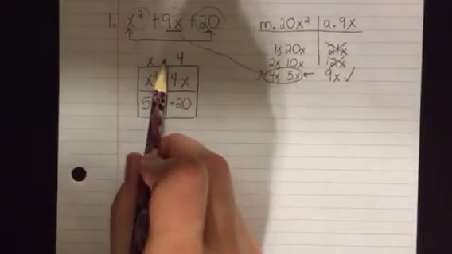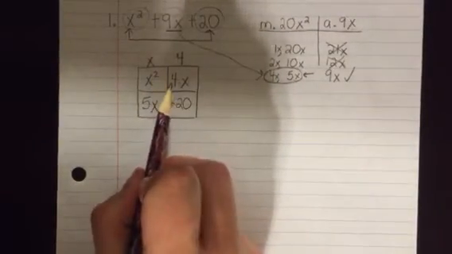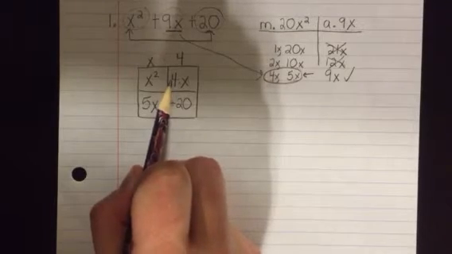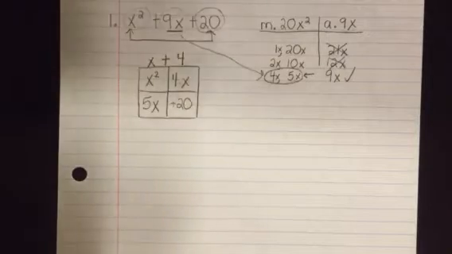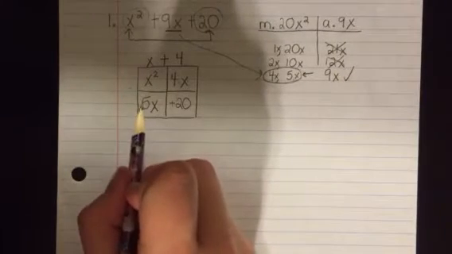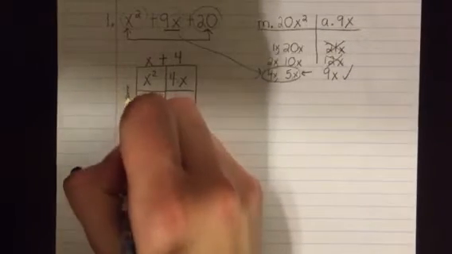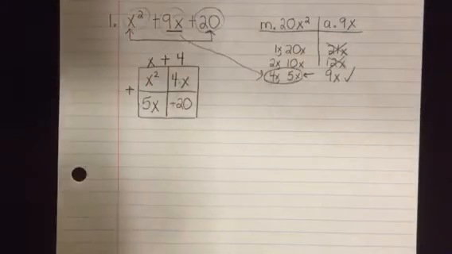And I get my sign right here from this box. That's a positive 4x, so that becomes a plus right there. Likewise, I get the sign in between here from this box. So if that's a positive 5x, that means my sign in between is going to be plus.